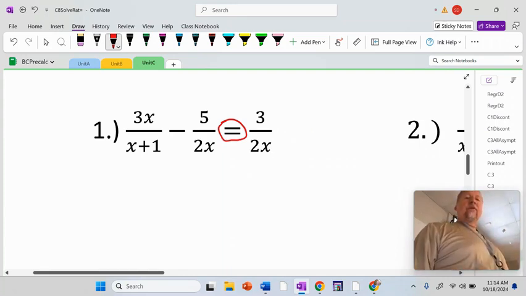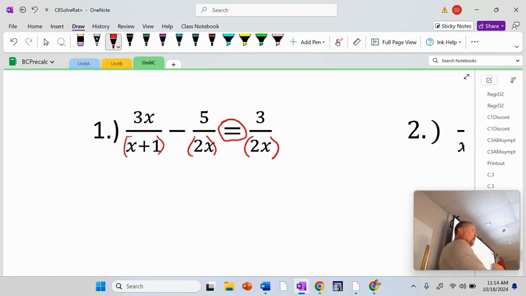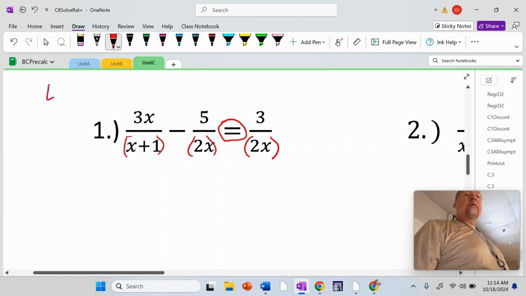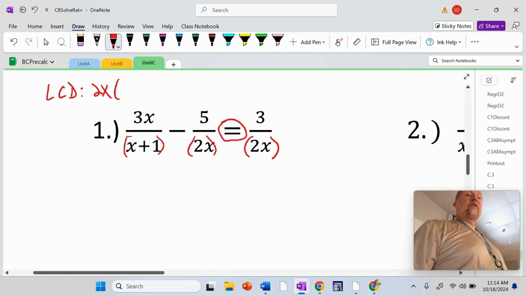So you know what I'm going to do? I'm going to look at these denominators and find the least common denominator. That's what I'm going to do first. And hopefully that's what the wording says up there. This is the most direct and easiest way to solve these equations. It really is. And what is that LCD? Everyone, it is 2x and then what? These are different.